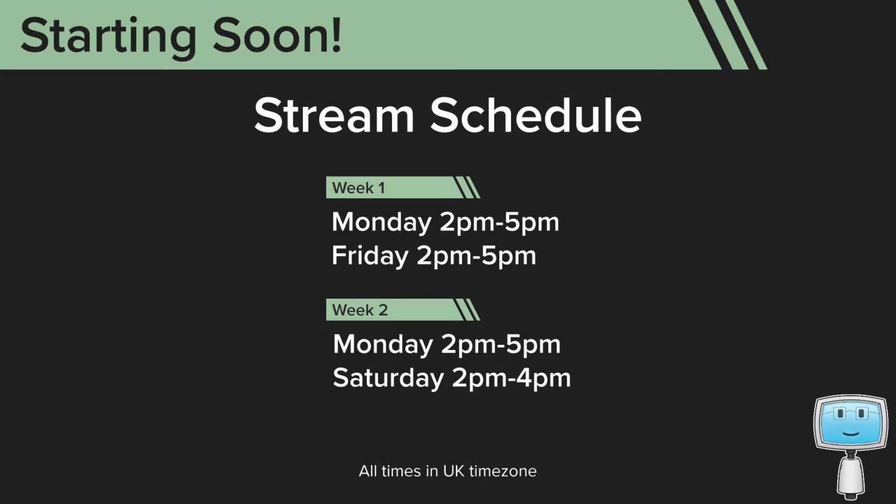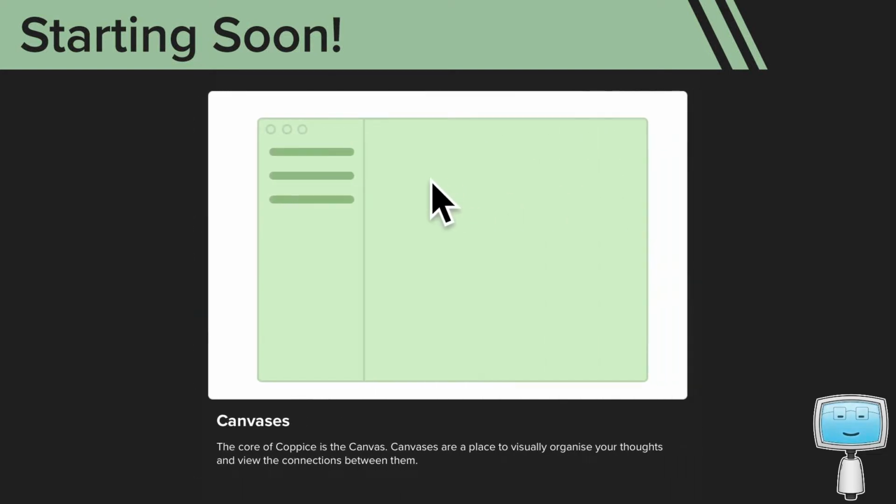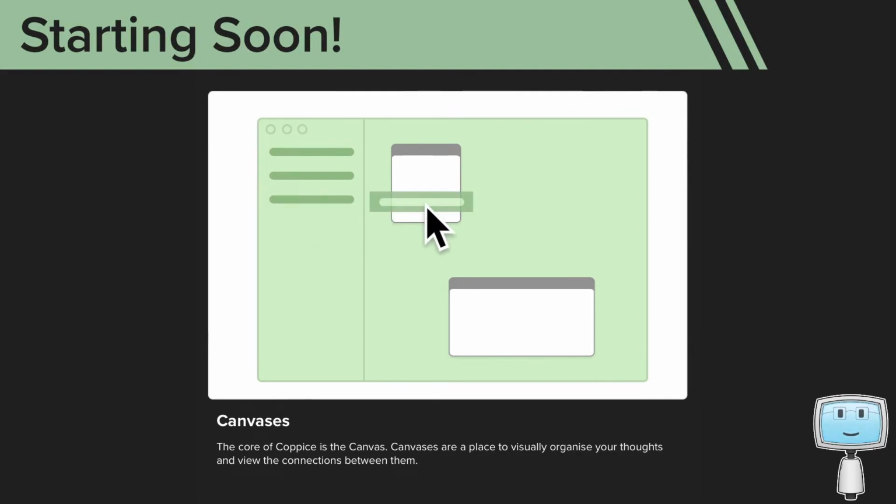For those of you who may not know who I am, I'm Martin Pilkington, and I run a small software company in the northwest of England called M-Cube Software. And when I'm not doing contract work for other people, I am working on my own apps, such as Coppice, which is what we're going to be working on today.